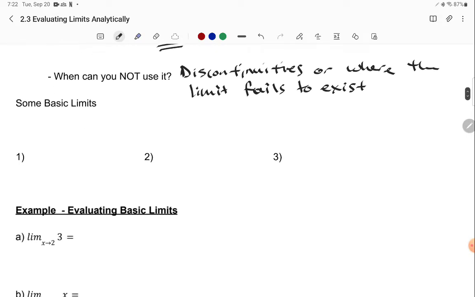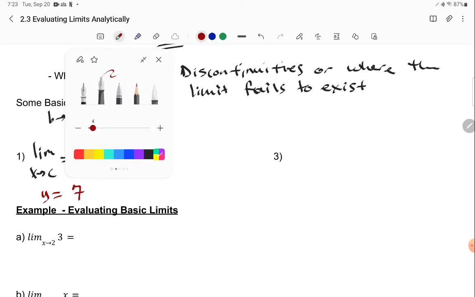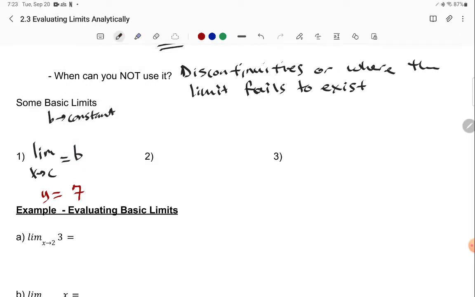So let's go ahead and look at some basic limits here. Number one, if you're taking the limit of a constant: the limit as x approaches some value c of b, where b is a constant. That would be like your function y equals 7. If you're taking the limit of this function at any value of x, it's always going to be that constant, which is 7.